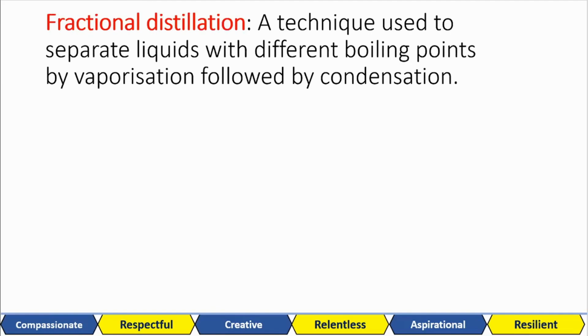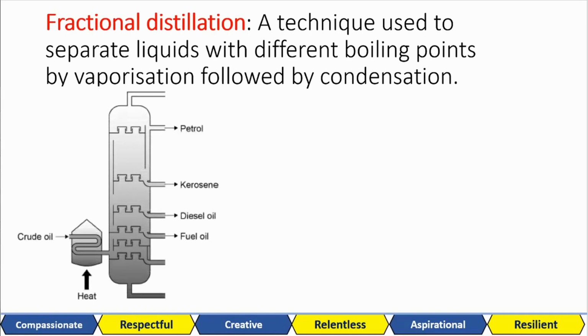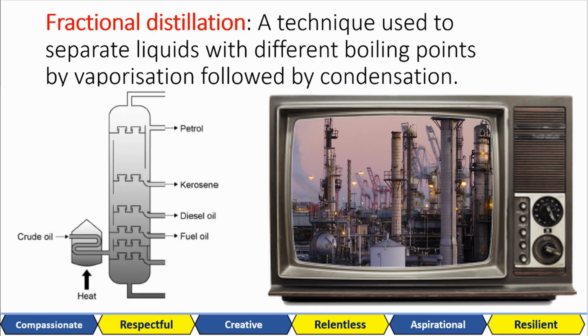Fractional distillation is a little bit more complex, but rather than bog you down with details that you don't need for GCSE, it can just be summarized as this: a technique used to separate different liquids with different boiling points by evaporation followed by condensation. The apparatus that does this is something called a fractionating column. The context that you're going to see this in is in the refinement of crude oil. The plants are massive, as you can see here.